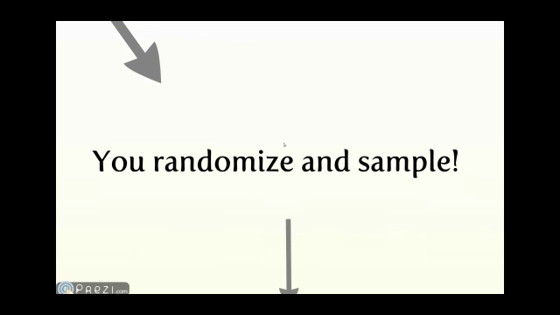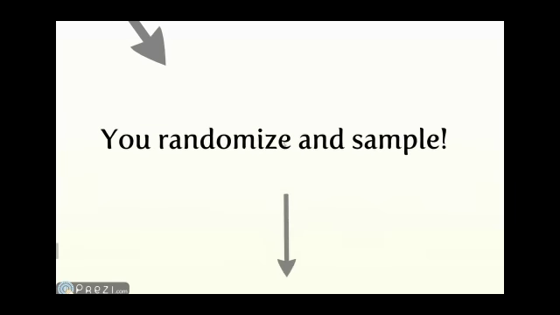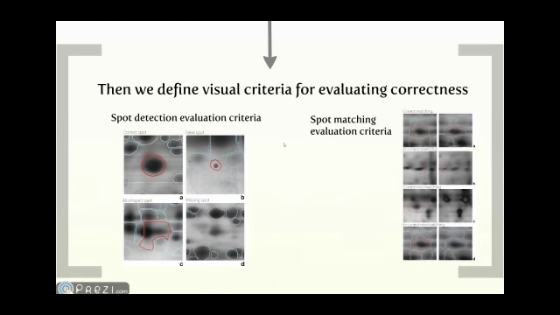Let's randomize and sample amongst all these 20,000 spots that I mentioned. Let's say you have 10 gels with 2,000 spots in each. Instead of testing every single spot for if it's correctly detected, matched, and quantified, you can take a subset of these 20,000 spots and you can test those. And when you have selected a subset of spots for testing, you also need visual criteria for evaluating that subset. But you can actually do this since you can see all the measurements with your eyes.